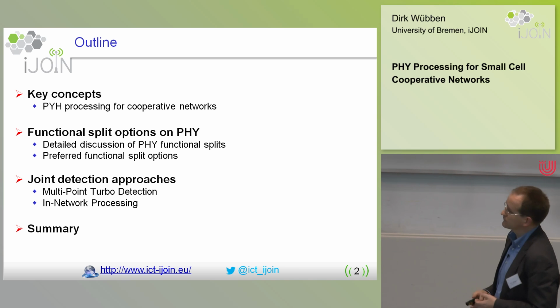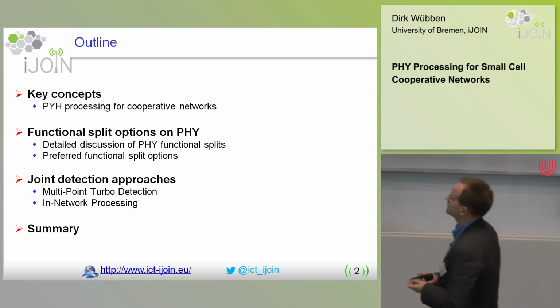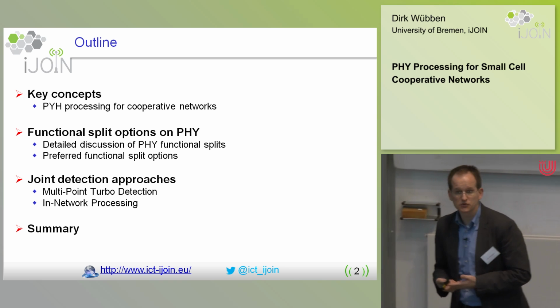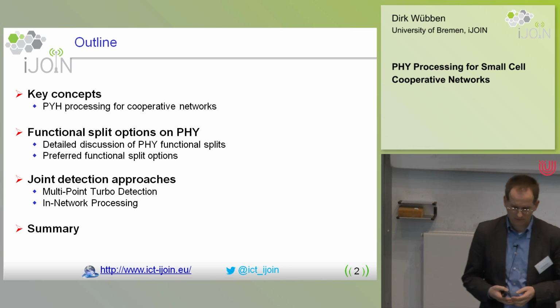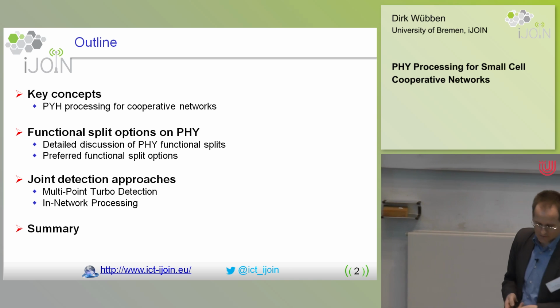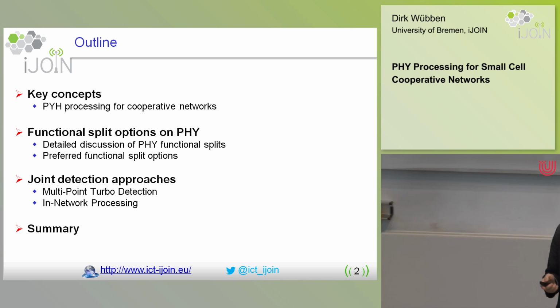Then I will discuss two possibilities for joint detection, so for uplink approaches in densely deployed systems, which are multipoint turbo detection and network processing. And then finally some summary.